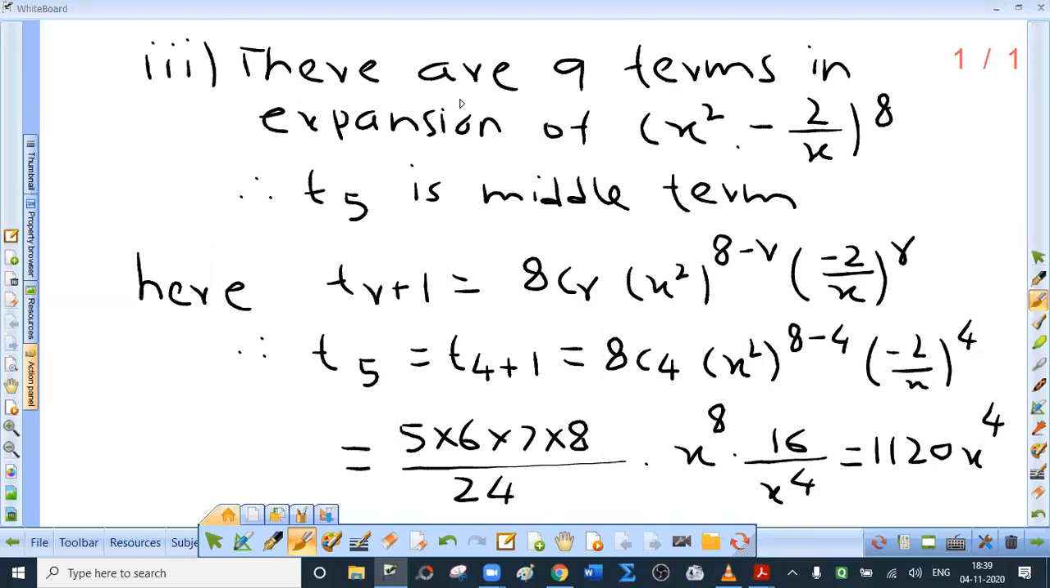So tomorrow we'll be solving the remaining sums.